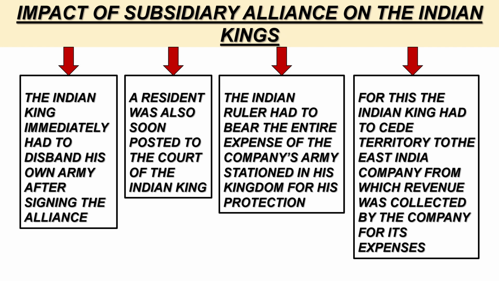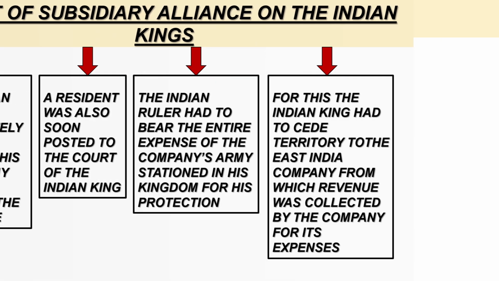Thus, the subsidiary alliance was an excellent strategy because firstly, it helped the company to maintain a large army at the cost of the local Indian rulers, and secondly, it helped to gain territories without fighting any battles.